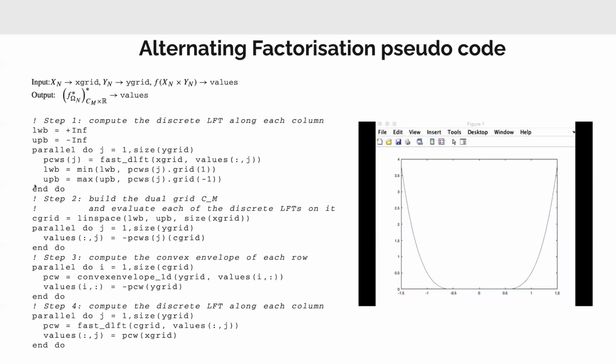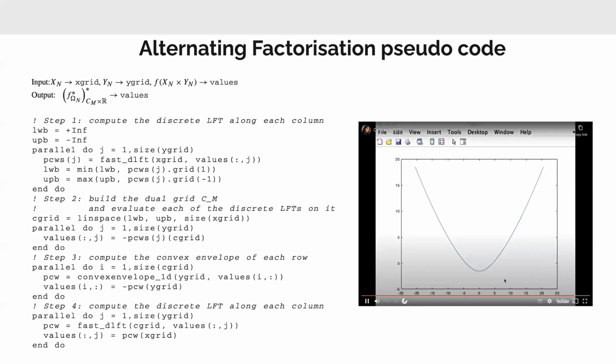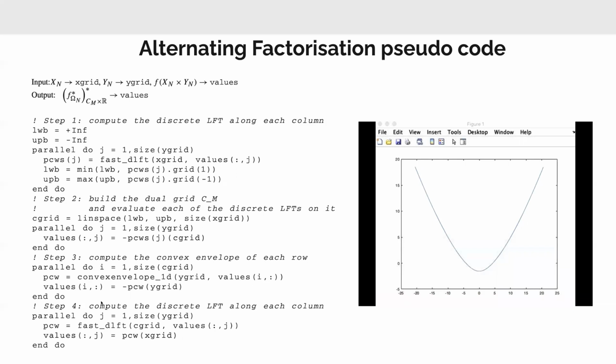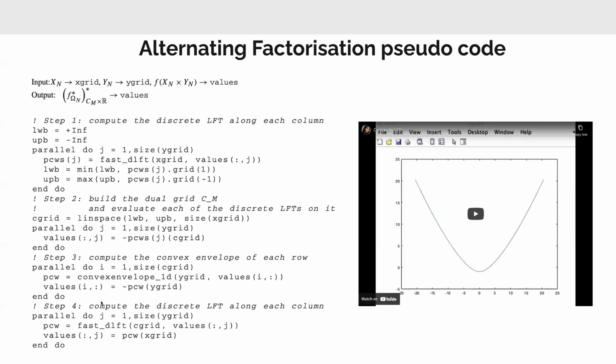And then once we find that, we build the dual grid, which is very important in our case. Once we build the dual grid, we evaluate each of the discrete LFTs on it. And then we again compute the convex envelope on each row. This convex envelope is the same as the visualization that you see. And then finally, we compute the discrete LFT along each column. That is basically the second time we are applying discrete LFT. That is what we are doing: we are calculating the double discrete LFT. So that's alternating factorization for you.